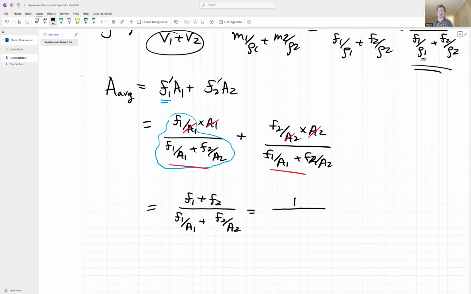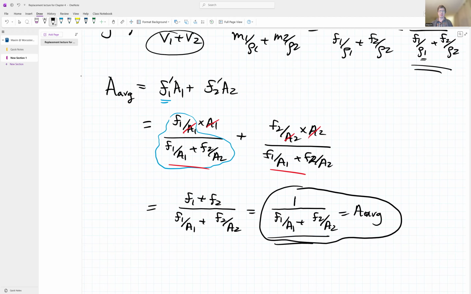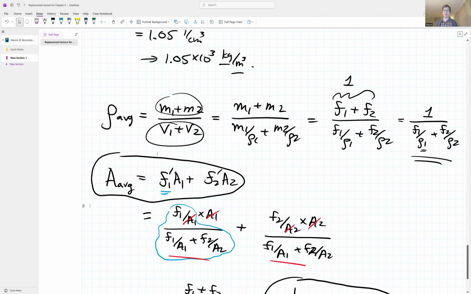Okay, so F1 plus F2 is just 1 because the fractions add up to 1 for a binary alloy. And you have this funky thing at the bottom where it's the by weight fractions divided by the atomic weights. And that gives you, again, the average atomic weight of the alloy. Also, it can be expressed this way more simply in terms of the fractions by atom. And finally, again, we have the average rho.